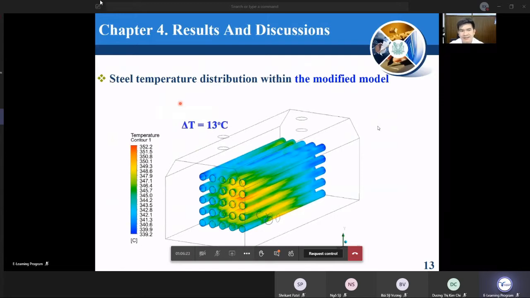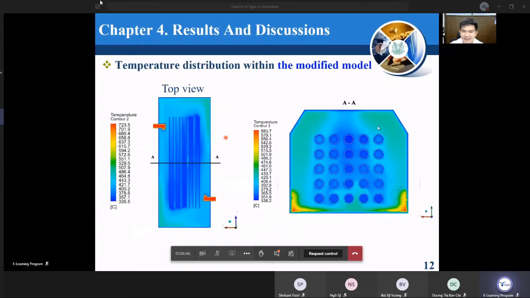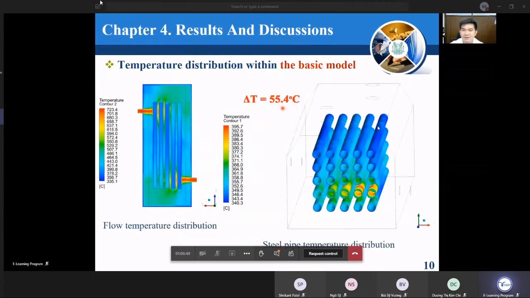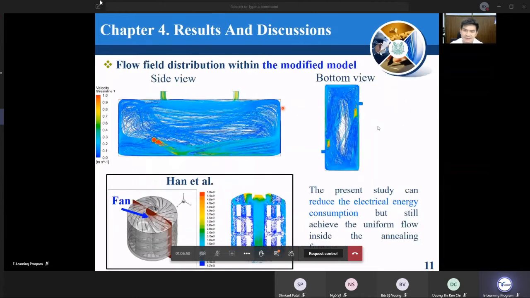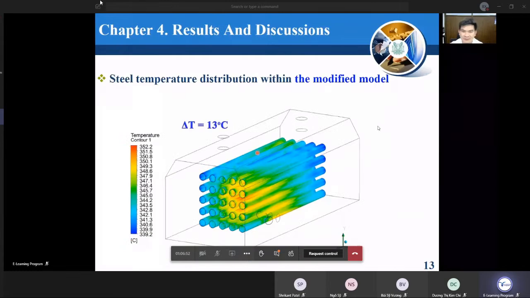And this slide shows the steel temperature distribution in the modified model. As you can see, by using the apple inlet, we can reduce the temperature difference of the bundle of steel pipe. You can see the temperature difference is around 13 degrees, but in the last one it was around 55.4 degrees. So it's much better than the basic model.